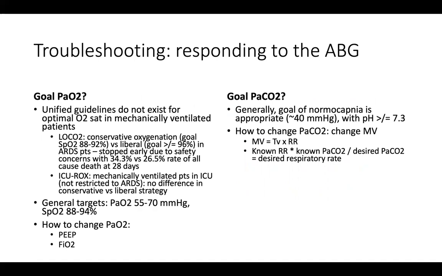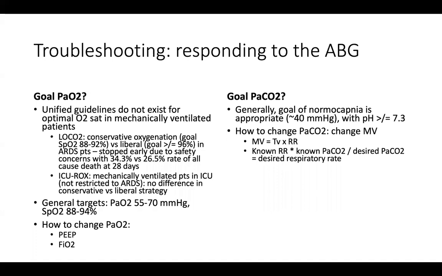I think what I have appreciated is that the goal O2 is probably disease dependent. General guidelines that I found, which I think we are all fairly familiar with, just suggest a gas oxygen of 55 to 70 or a SAT of 88 to 94. But it's still an active area of research trying to figure out what the right oxygen saturation is. A couple of trials came up pretty recently. There was the LOGO-2 trial, in which they randomized ARDS patients to a conservative oxygenation group where they aimed for a SAT of 88 to 92, and a liberal oxygenation group where they aimed for a SAT of 96 or better.